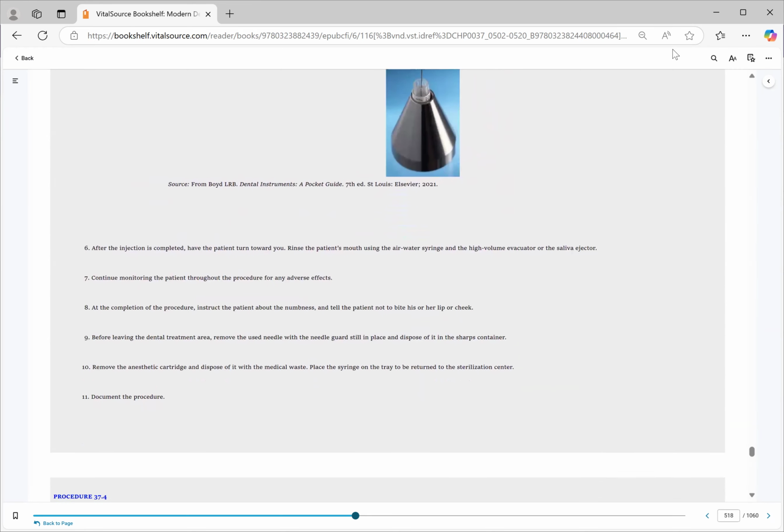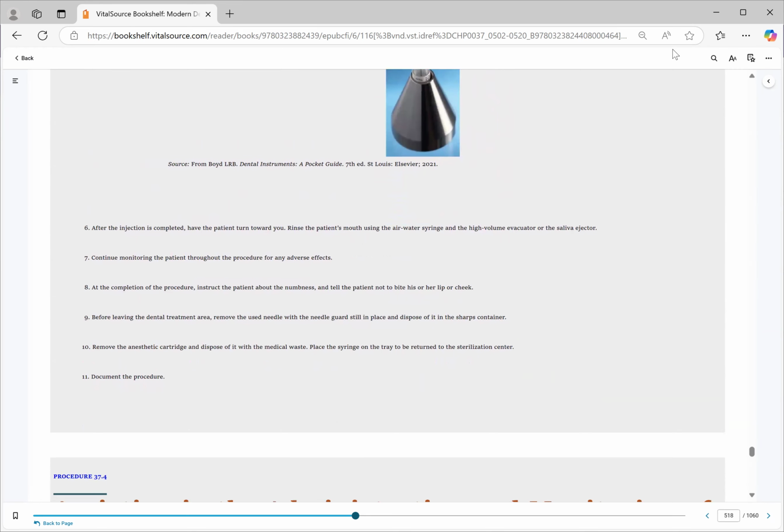After the injection is completed, we're going to have the patient turn towards us. Rinse the patient's mouth using the air water syringe and the HVE or the saliva ejector. We'll continue to monitor the patient throughout the procedure for any adverse effects. At the completion of the procedure, we're going to instruct the patient about numbness and tell the patient not to bite their lip or cheek.